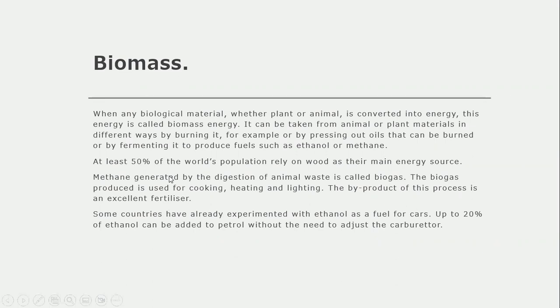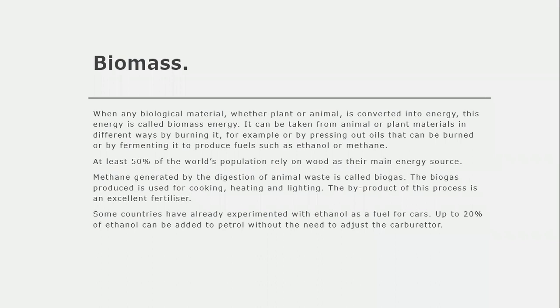Methane generated by the digestion of animal waste is called biogas. When animal waste products, the animal fecal matter, are digested by bacteria, they produce methane. This methane is called biogas. If this biogas can be collected, and it's easy to collect on an industrial scale, it can be used for cooking, heating and lighting. And the byproduct of this process is an excellent fertilizer.